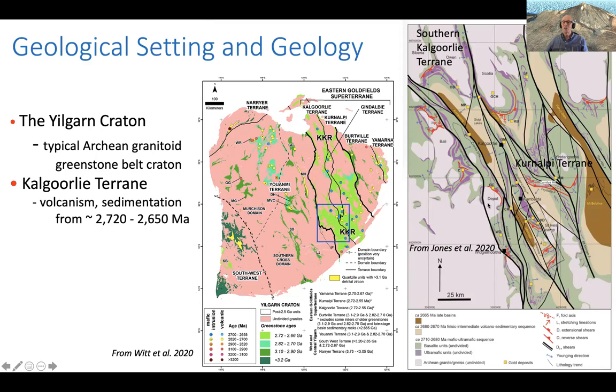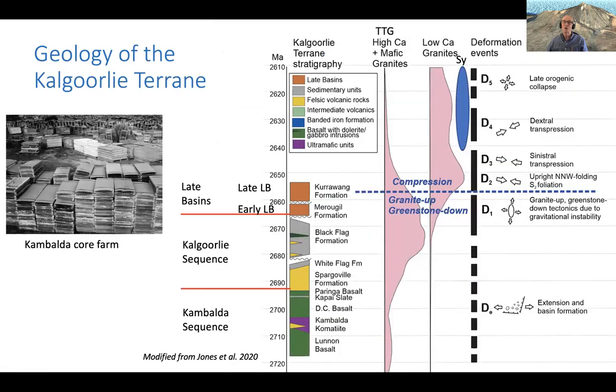And on the right is a geological map of the southern Kalgoorlie and Kurnalpi terranes from a paper by Jones et al. in 2020. The major stratigraphic subdivisions are color-coded green and purple for the oldest komatiite-basalt association, overlain by the straw yellow felsic and volcaniclastic association, and overlain in brown by the late basin sedimentary association.